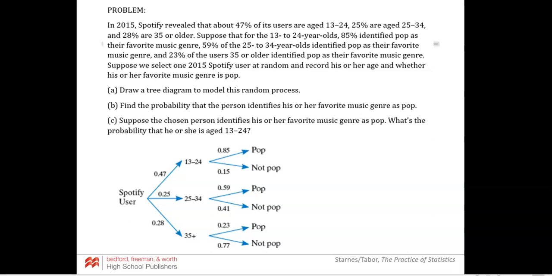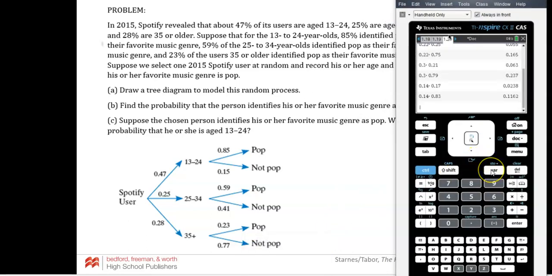The question is, find the probability the person identifies his or her favorite music as pop. So in this case, we would have to multiply 0.47 times 0.85. That's the young folks who like pop music. And then the medium age folks, 0.25 times 0.59. And then the old folks, 0.28 times 0.23. If you add up those 3 terms, you get 61.14% of folks like pop music.